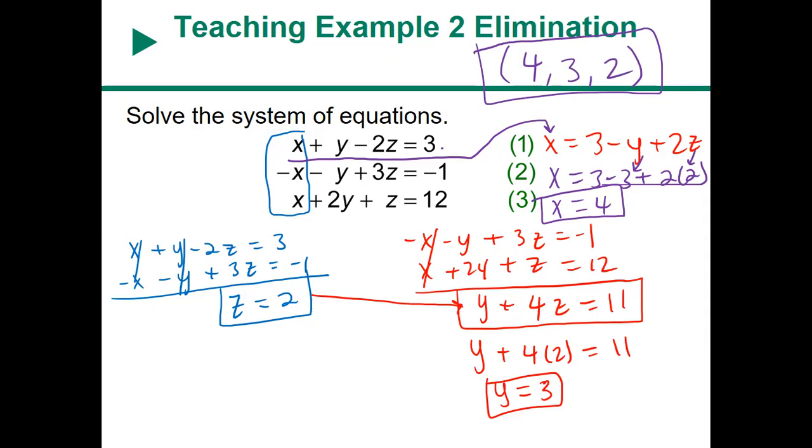Again, I chose elimination because I had an easy setup with opposite coefficients and I knew I could eliminate my x's and work with just 2 variables. Okay.